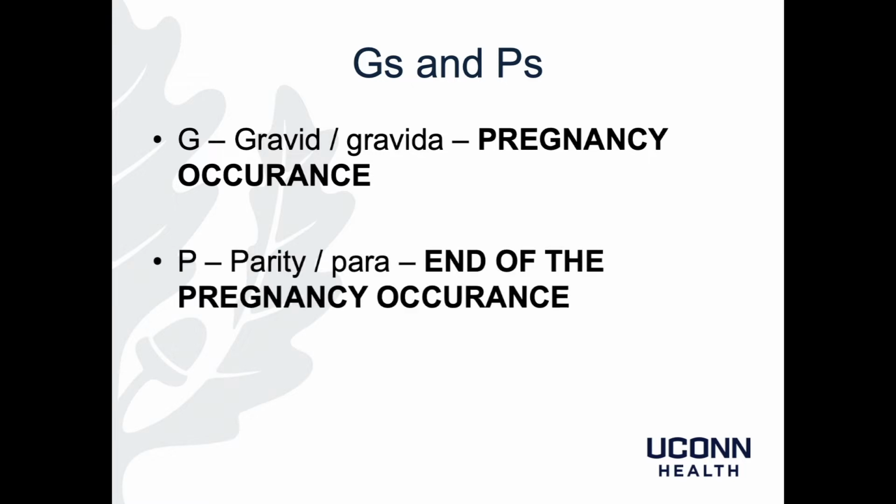P stands for parity or para, and that is the end of the pregnancy occurrence. That's why you don't want to think about parity as how many babies does she have or how many kids does she have, because not every pregnancy ends with live-born babies. Some do, some don't. So think about G as a pregnancy occurrence and think about P as an end of the pregnancy occurrence. And as you saw before, the parity gets broken down into 4 different things. So we'll take a look at that right now.